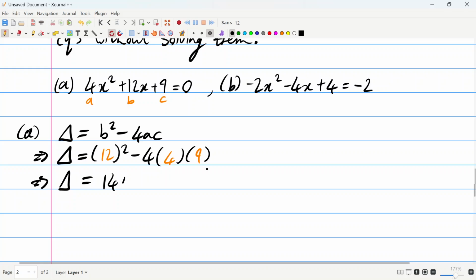12 squared is 144 minus 4 times 4, which is just equal to 64, and 64 times 9, you can just put everything in a calculator, just make life much easier. So once you put everything in the calculator, notice that you'll get a value of 0, okay? And what we say about 0, we said that if the discriminant is 0, then it will have 2 roots, they are both equal, and it will have rational roots. So that's what we're going to say.